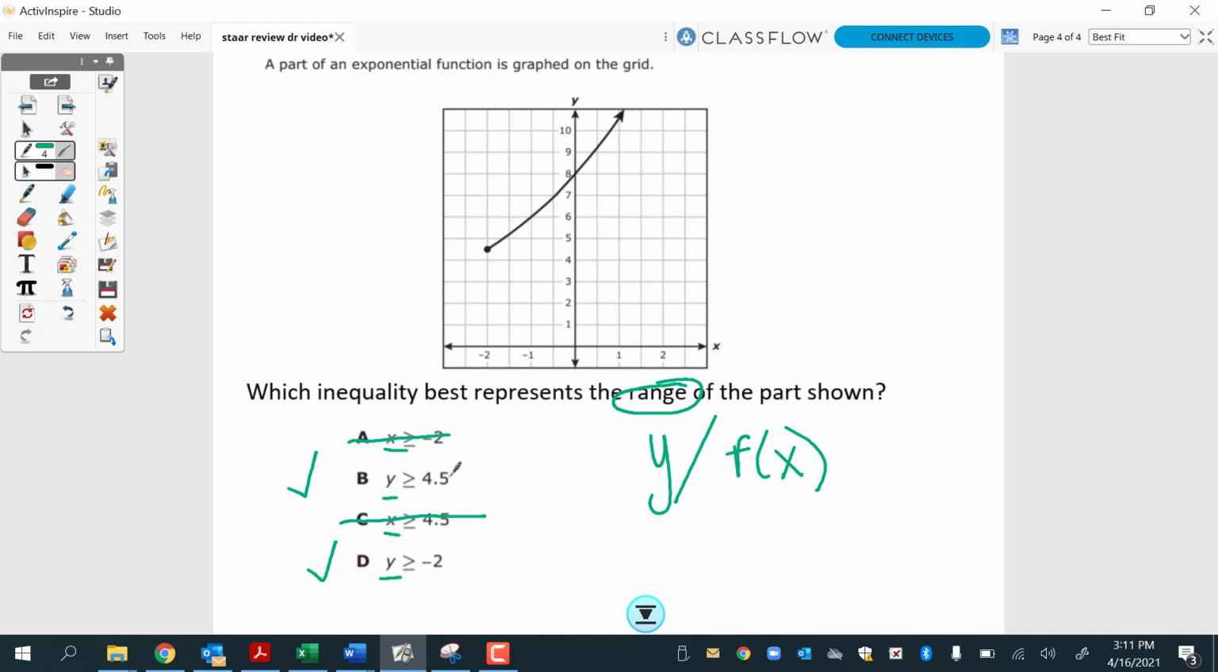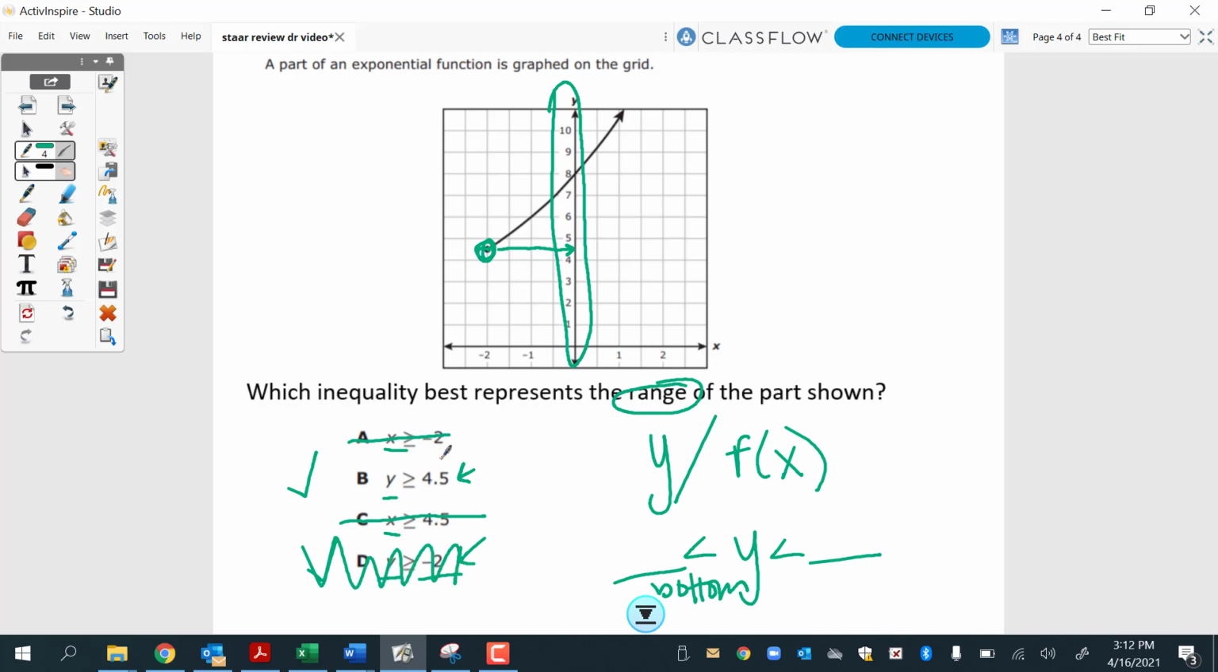Now we just have to figure out which number it is. Is it 4.5 or is it -2? We're looking at the numbers on the Y. We know it's supposed to come from the number at the bottom of the graph. What is the Y number at the bottom of the graph right here? It's in between 4 and 5, which obviously is not -2. So we're going to cross this one out. It's got to be 4.5. 4.5 is in the middle of 4 and 5. So that's our answer.